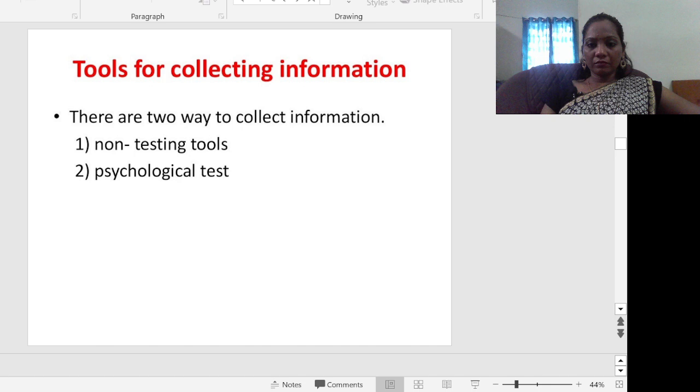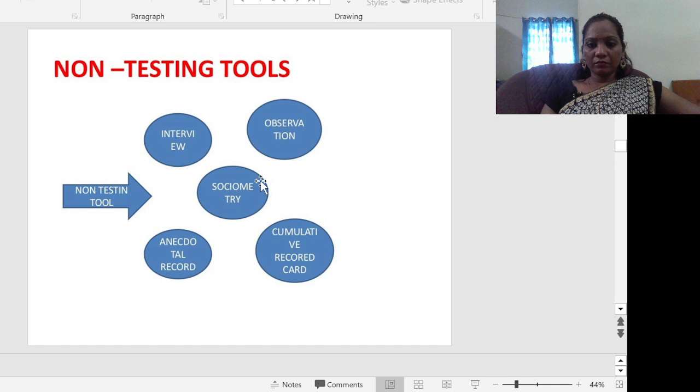There are two types of tools for collecting information, that is non-testing tools and psychological tests. Non-testing tools are those where we cannot prove that the information given is correct, because it can vary from one person to another, or while recording or observing, the results may vary a little. The best example: when somebody is observing, our behavior will be completely different from when nobody is observing.